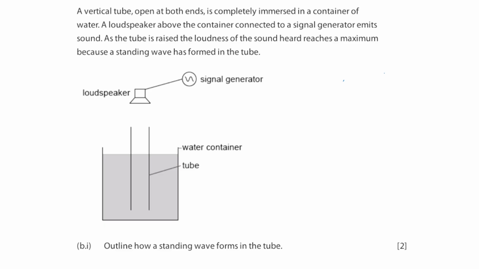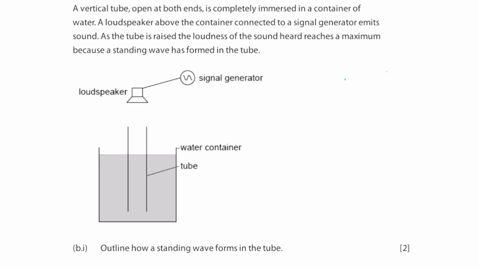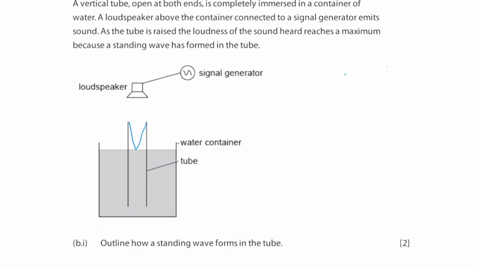A vertical tube open at both ends is completely immersed in a container of water. A loudspeaker above the container connected to a signal generator emits sound. As the tube is raised, the loudness of the sound heard reaches a maximum because a standing wave has formed in the tube. So the first harmonic is going to look like that. B1. Outline how a standing wave forms in the tube.